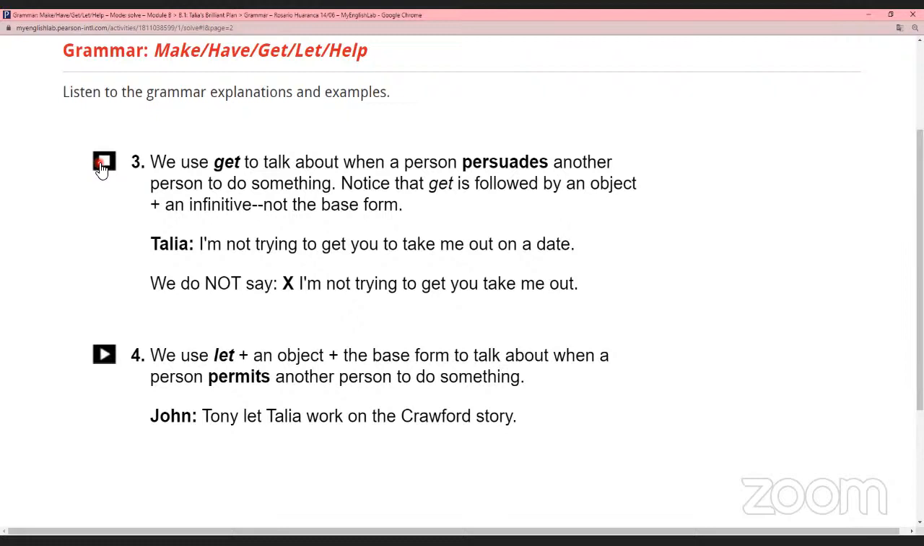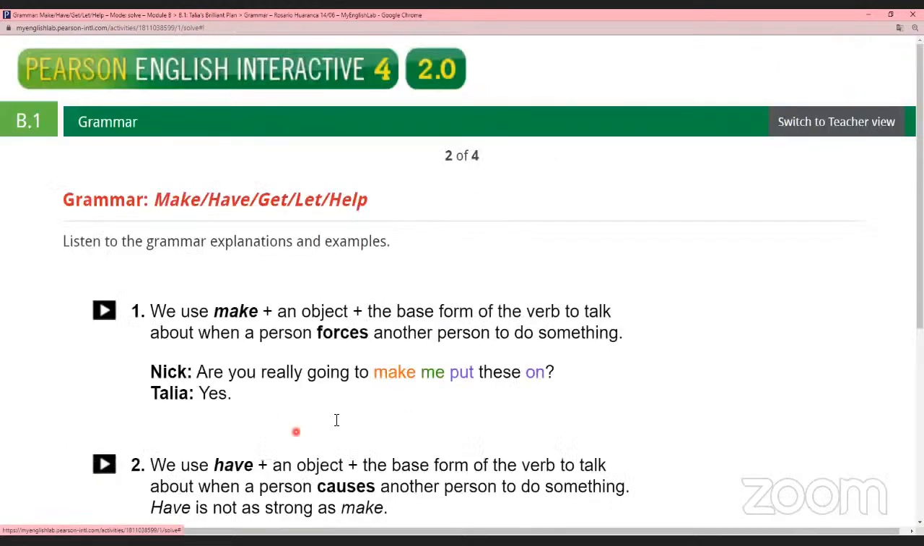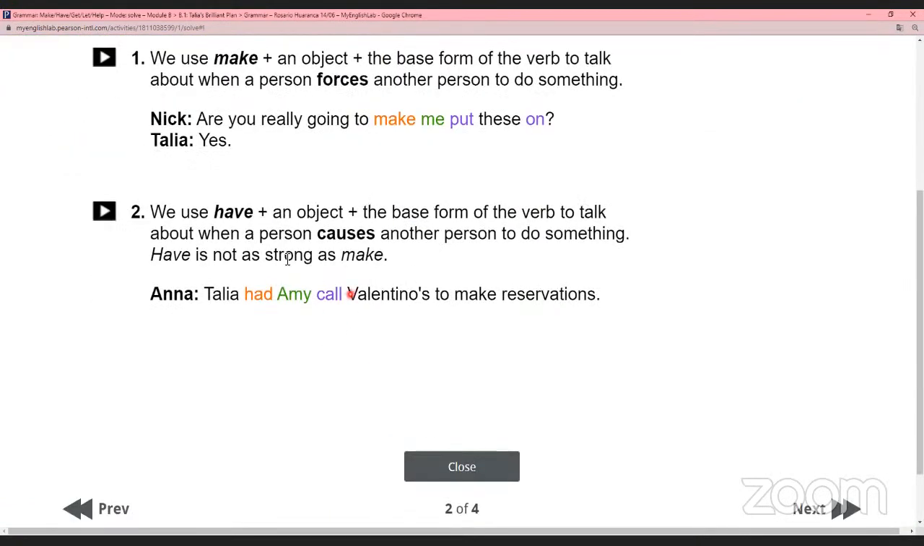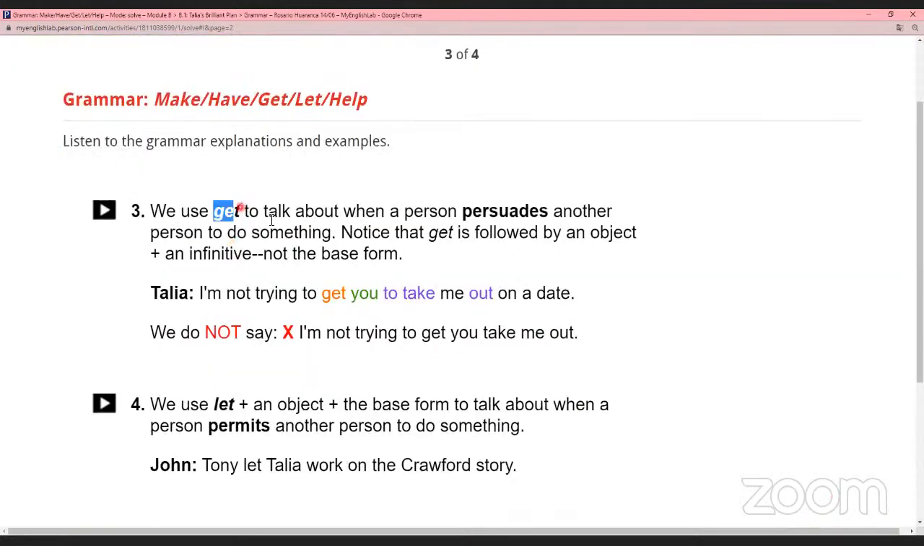I'm not trying to get you to take me out on a date. Okay, what is the difference? Because the students sometimes get confused with have, because have is like a convince or something. But the difference is that get is like making the person do something indirectly. Es como hacer que alguien haga algo por nosotros de manera indirecta, okay?